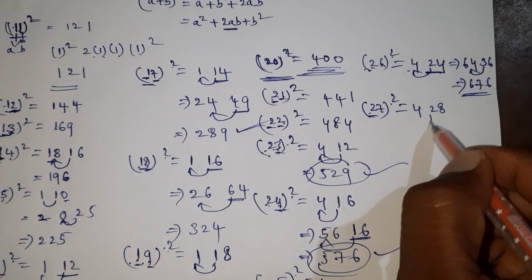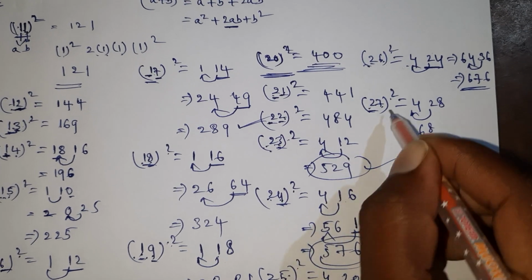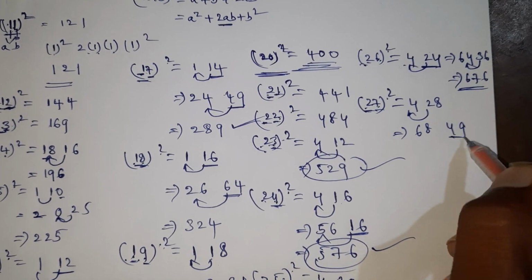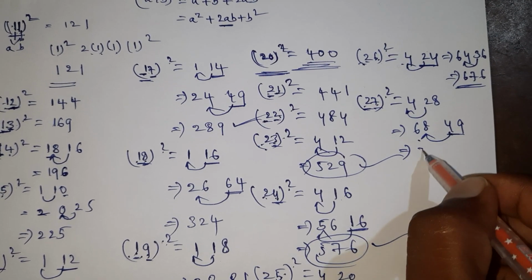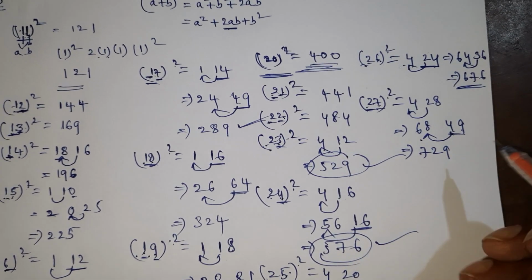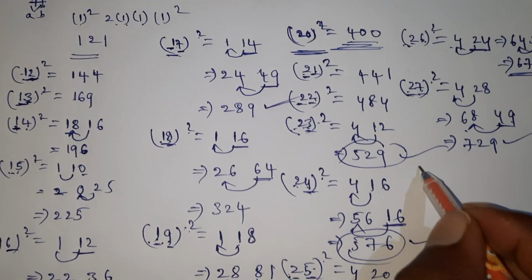Next 27 square. 27 square means, so here 2 2s are 4, again 2 into 7 into 2, 14, 28, and this 2 is carry, add to 4, 6 8, 7 7s are 49. In this 49, 4 is carry, this 4 is added to 68, 68 and 4 how much? 72, 72 and 9 as it is, 729.